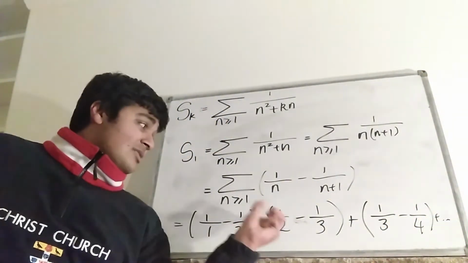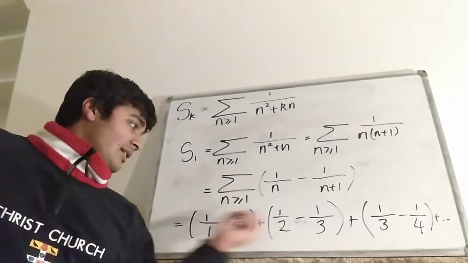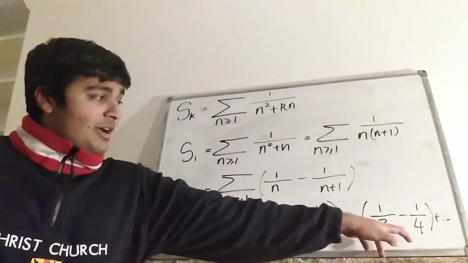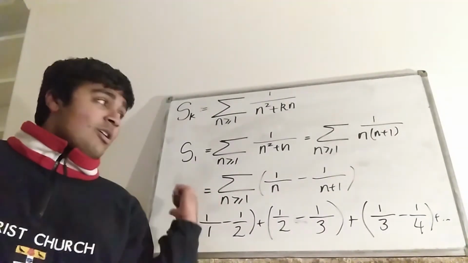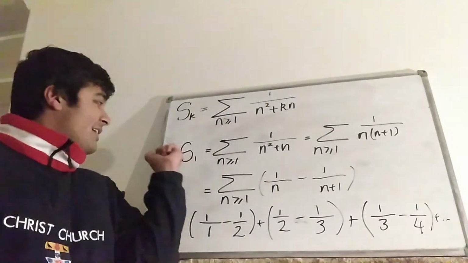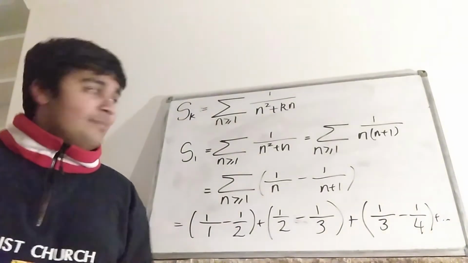The minus half here cancels with the half here. The minus third there cancels with the third there. The minus quarter will cancel with the quarter, and so on. So all we're left with is this starting term here, 1 over 1. Okay, so we have that S_1 is just 1.